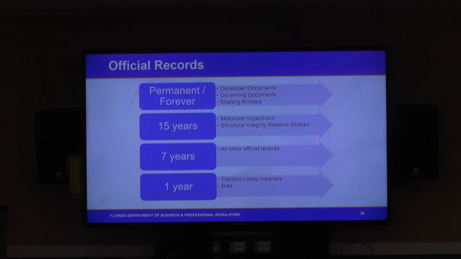For 15 years, milestone inspection and structural integrity reserve study. For 7 years, all other official records, roster of all unit owners, all current insurance policies, accounting records. And for 1 year, election records such as ballots, sign-in sheets, voting proxies, electronic records, and bids after receipt must be maintained for 1 year.